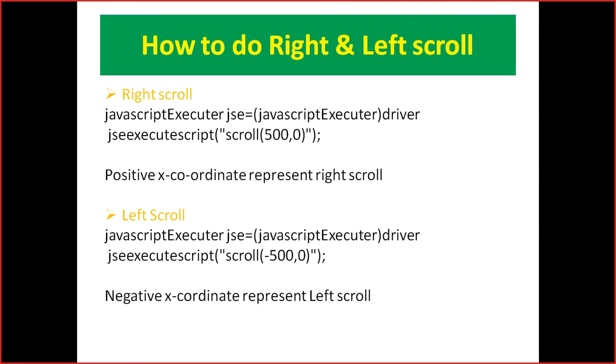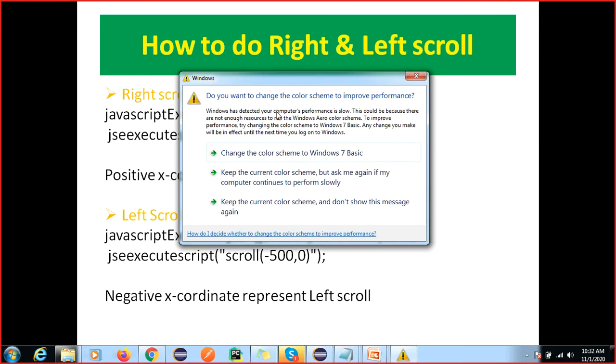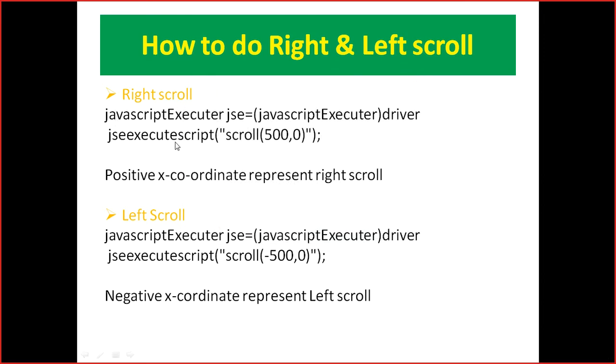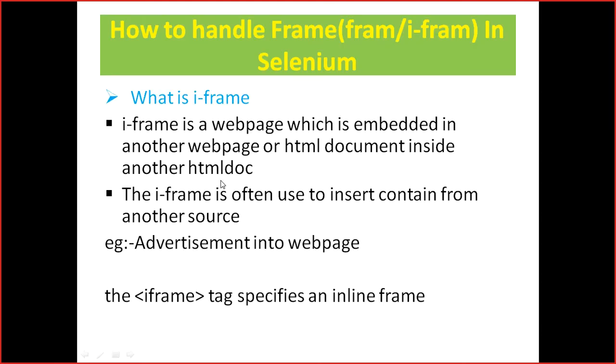We can also do right and left scrolling. For JavaScript, we do the same thing here, just we change the coordinate. Before, we were giving the value 0 only, right? So we can change the coordinate here. Sometimes they will also ask you how to do right and left scroll if you get such a requirement. A positive x coordinate represents the right scroll, and a negative x coordinate represents the left scroll, right? So this is how to do right and left.